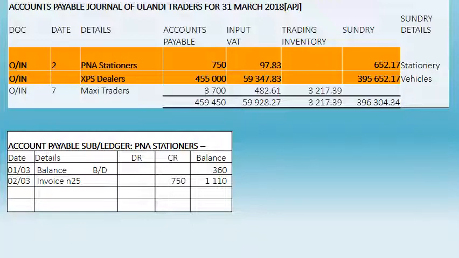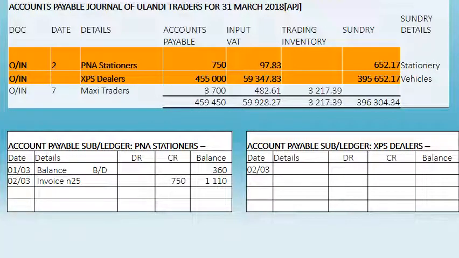Then we open up the XPS dealer's subsidiary ledger. He didn't have any amount owing from the previous month. Therefore, we will record his invoice on the 2nd as invoice number 26, on the credit side, because it's an invoice, 455,000 rand. The balance owing, 455,000 rand.